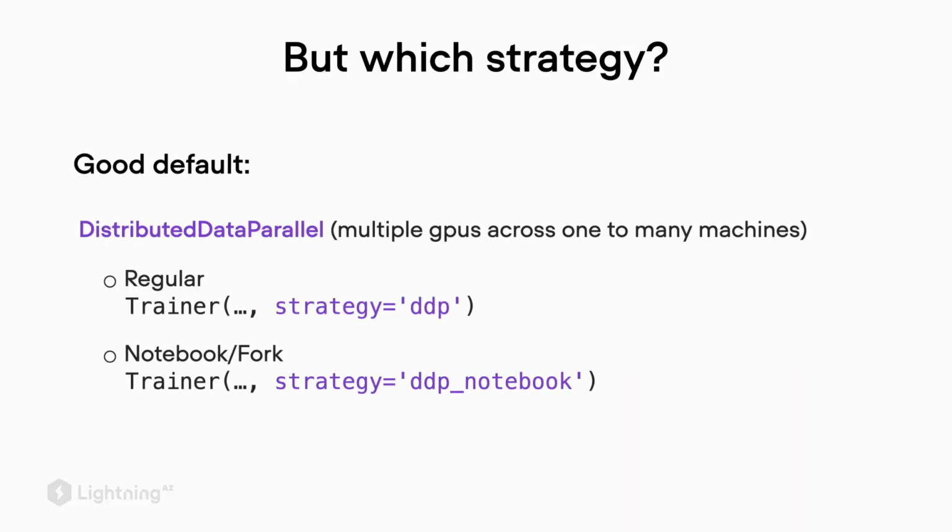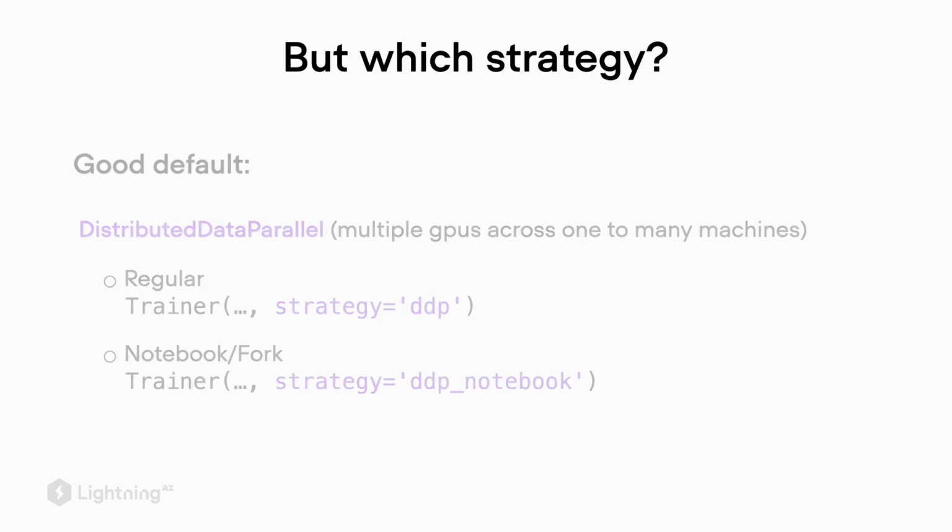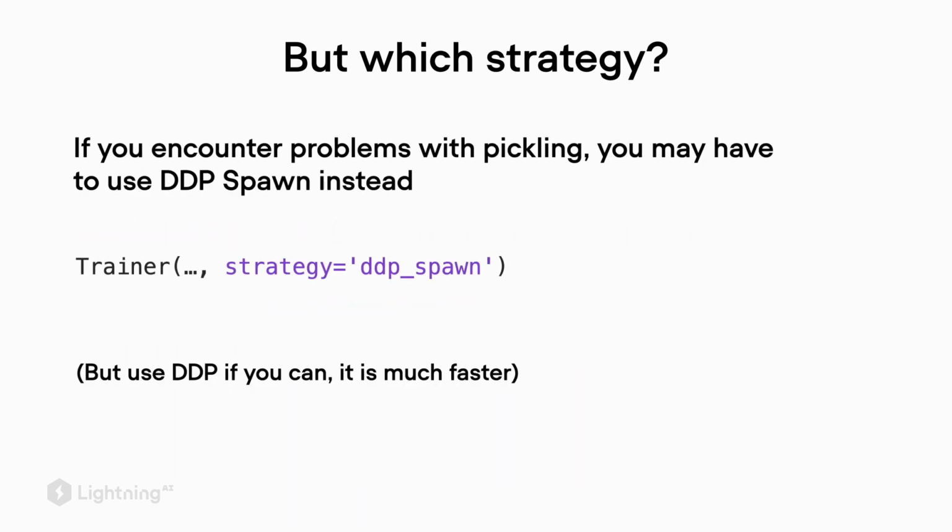Now that we introduced all these different types of multi-GPU training strategies, which strategy should we actually use in practice? Personally, as a good default, I recommend using distributed data parallel and see if that works for you. And in order to enable that, you can simply set strategy equals to DDP. And of course, if you are using a notebook, use DDP_notebook here. In some cases, you might encounter problems with pickling, so in that case, you may also have to use DDP spawn instead. But unless you have problems with pickling, I recommend using DDP because it's a bit faster.